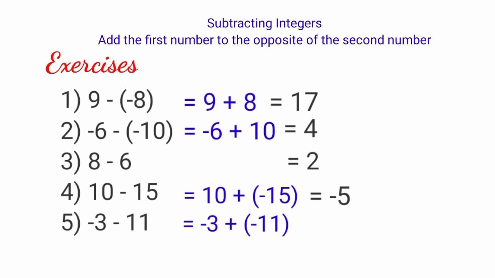And now, since this is addition, we will be following the rules on adding integers. If we have the same sign, it states that we will simply add up the two numbers. 11 plus 3 is equal to 14. And then we will simply copy the common sign, which is negative. Therefore, negative 3 minus 11 is equal to negative 14.